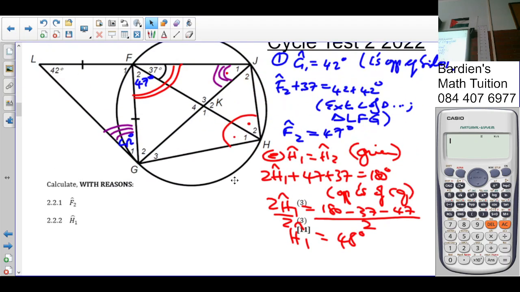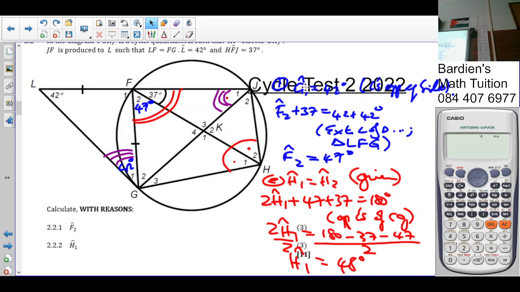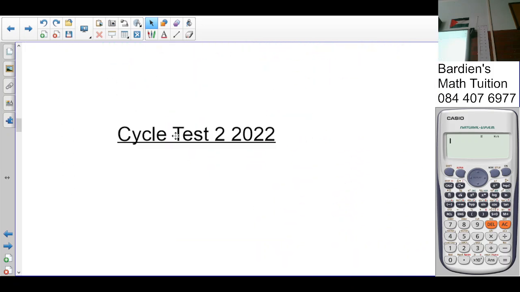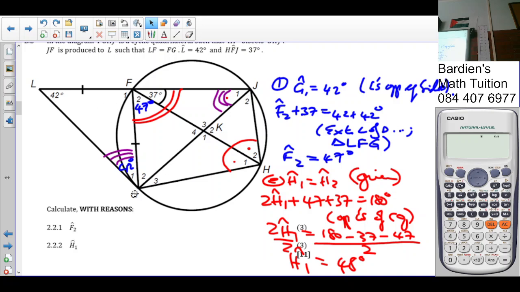Let's go to the next one. Yes? If the person had proven that LG was a tangent, then they could have. But this wouldn't have been a tangent because this is 42 and that's 48. So it wouldn't have been a tangent. But yes, if you had managed to prove that LG was a tangent to the circle, then you could have used the tan chord here.